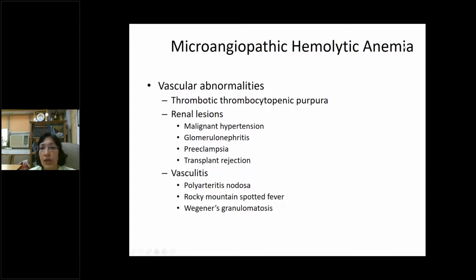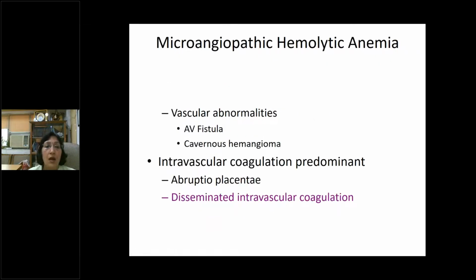Now we are focusing mainly upon intravascular hemolysis. The vascular abnormalities we have already discussed: renal lesion, malignant hypertension, which can lead to massive hemolysis, preeclampsia, or some of these vasculitides, which for MBBS are not so important. But you have to remember that DIC and abruptio placentae can lead to hemolytic episodes in these patients, and you should be aware because they are usually associated with renal failure also, and they are life-threatening emergencies where you have to act very fast.